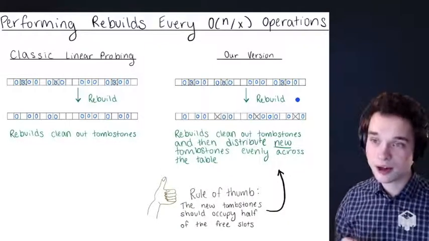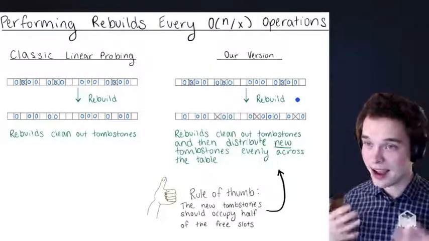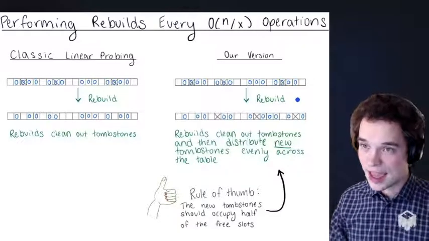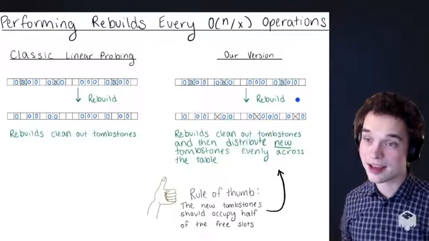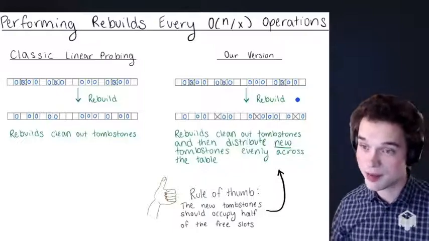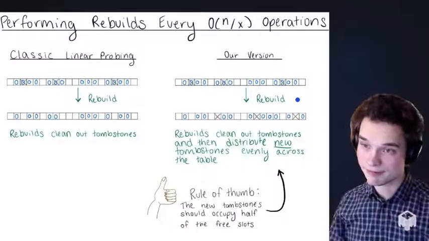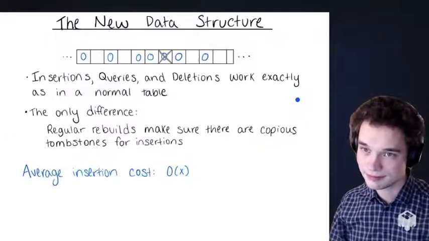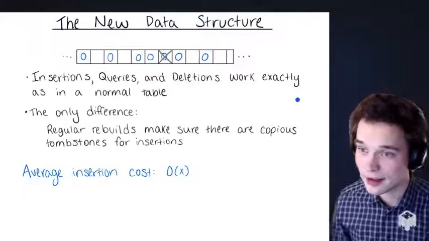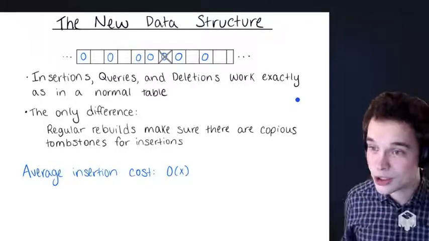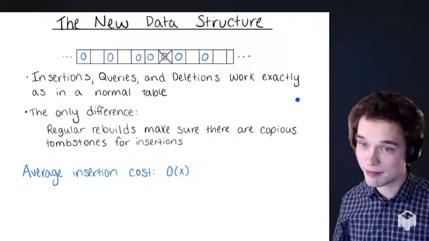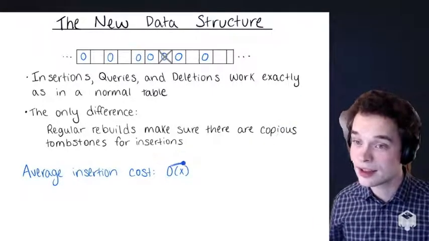And the rule of thumb that we want to follow is that about a constant fraction of our free slots should become tombstones. It's these tombstones that are going to make insertions fast until we do our next rebuild. It's these tombstones that are going to keep clustering down. So what's interesting is this really is just linear probing, except we've made a slight tweak to how we do rebuilds. Besides that, insertions, queries, deletions, they all work exactly the same. And now the average insertion cost is order x.